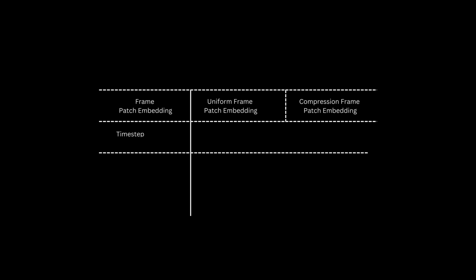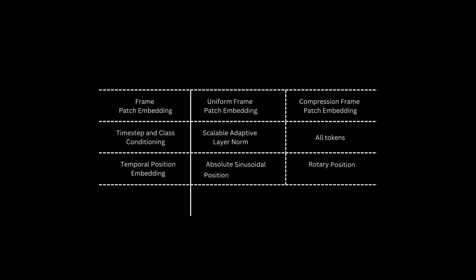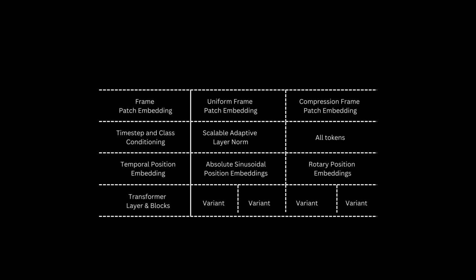So we have seen many variations of the architecture and variations of components as well. Specifically, for frame patch embedding, we saw the compression frame embedding versus uniform frame patch embedding. For time step and class conditioning, we saw either adaptive layer norm or all token strategy. Absolute and relative position embeddings for temporal embeddings. And for architecture, we saw 4 variants. Let's see the results of different experiments that the authors do to compare each of these strategies.